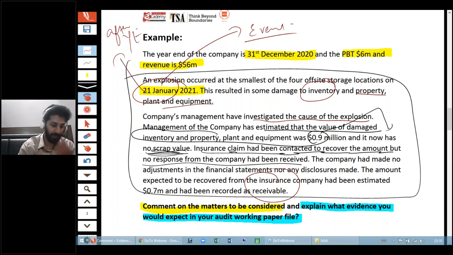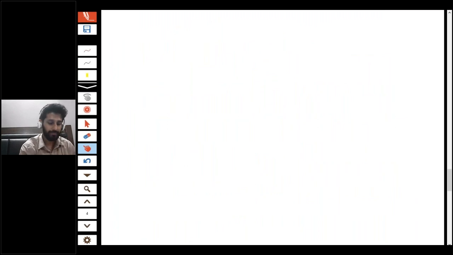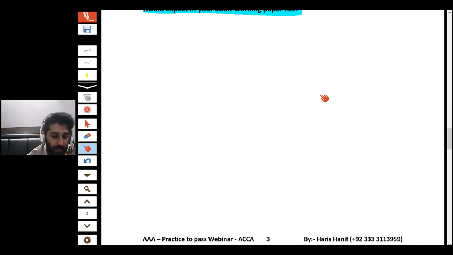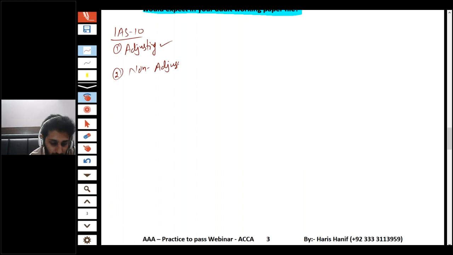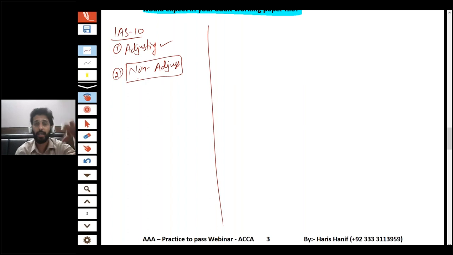That's why I need to explain the IAS first, and then I will proceed. Let's discuss that. See, that explosion is a kind of accident. In IAS 10, number one is the adjusting event, and number two is the non-adjusting event. Everything is a non-adjusting event if there is no indication. Explosion, flood, earthquake, any kind of natural disaster, any kind of accident is a non-adjusting event.